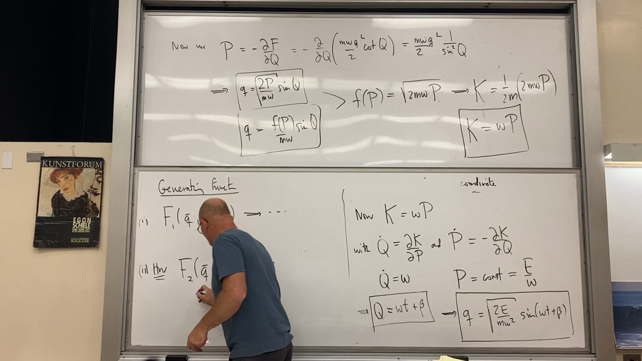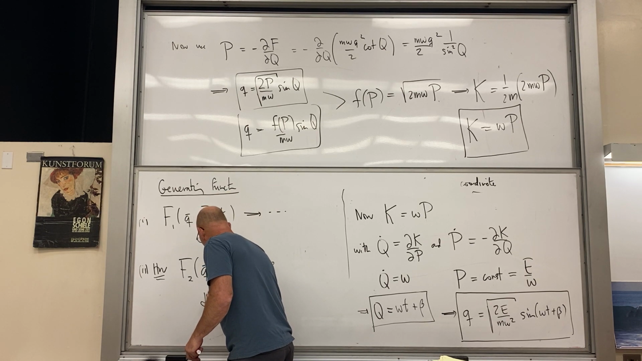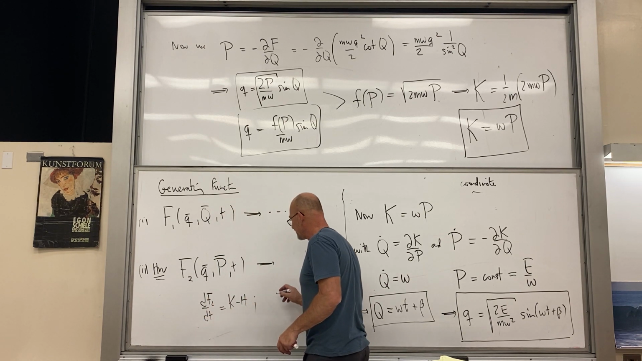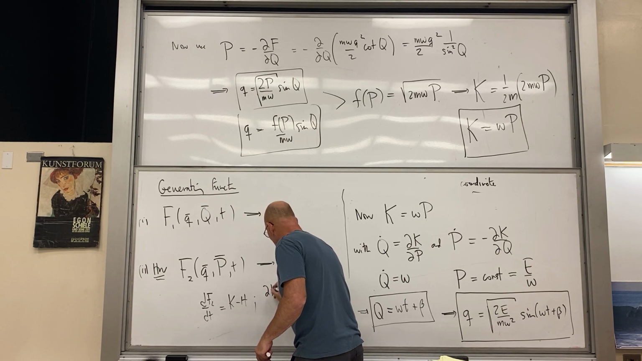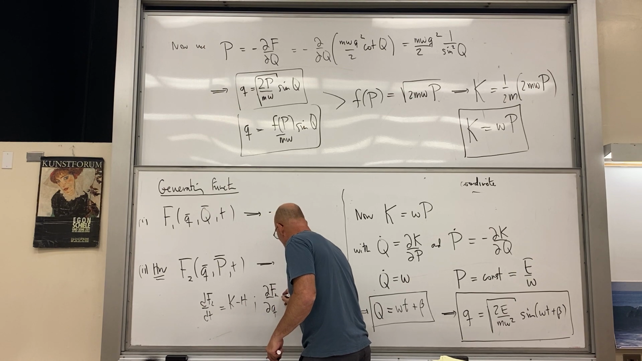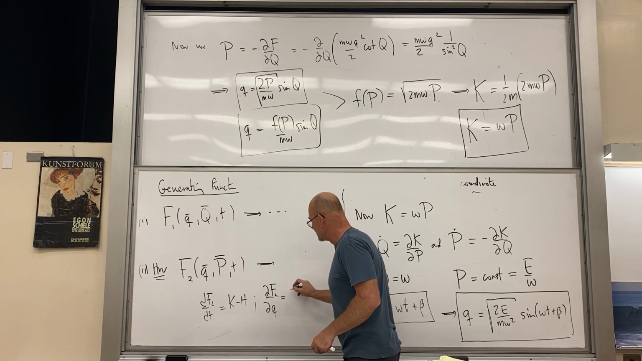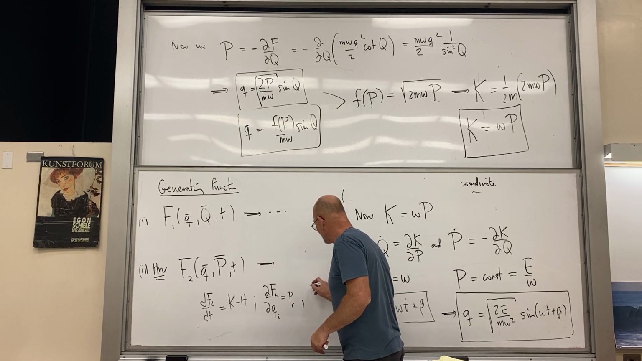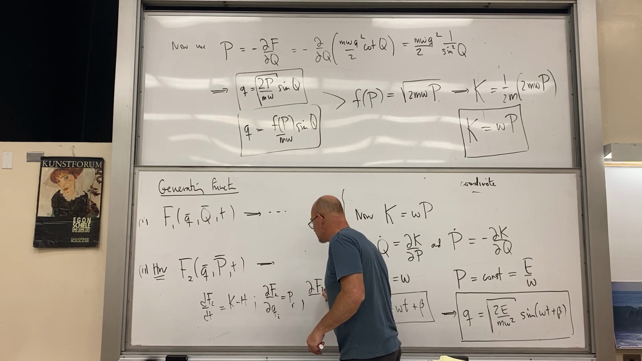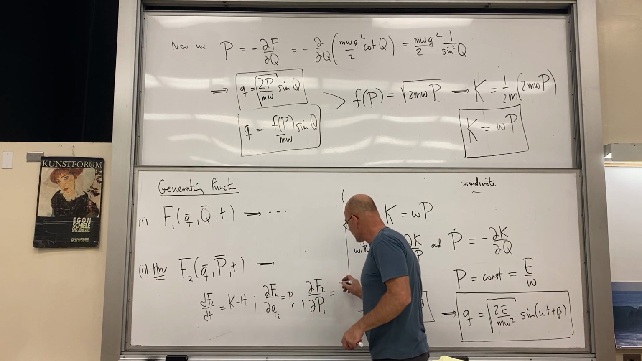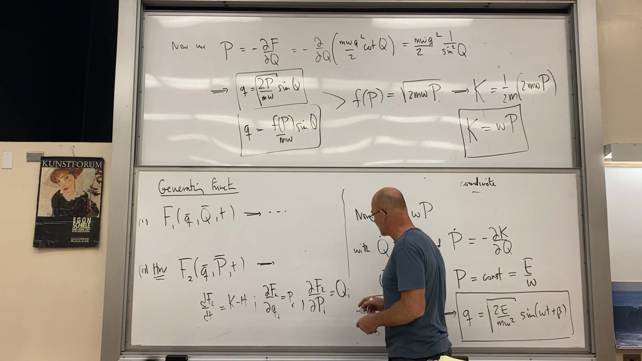So what we were going to find was that dF2/dt is, as before, K minus H, and dF2/dq is going to be p, the old momentum. So these are the old ones. And dF2/dP_i is going to be Q_i, like that.